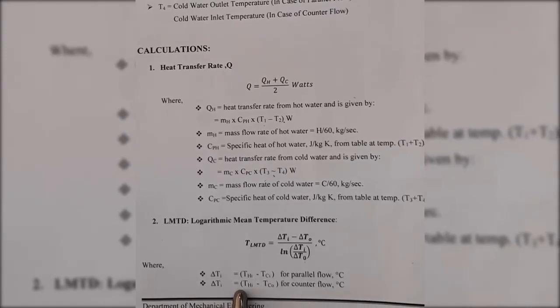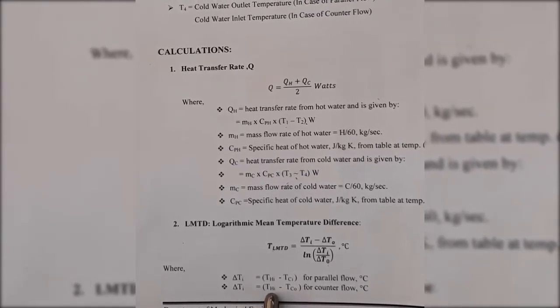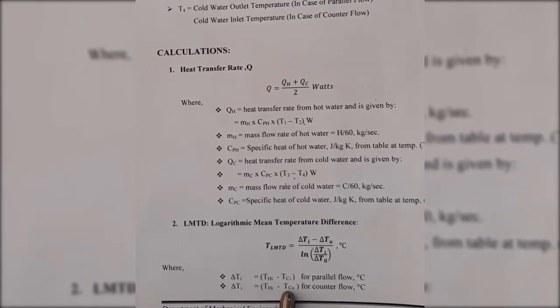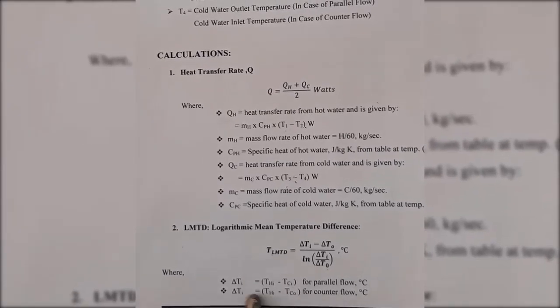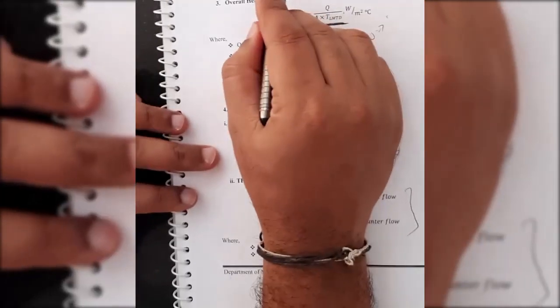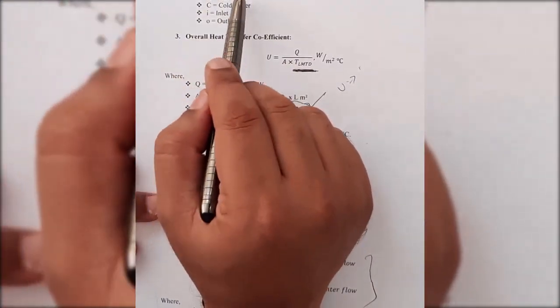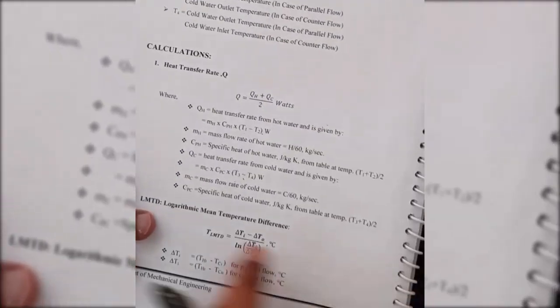So what is this? THI means hot water inlet temperature. TCO means cold water outlet temperature. So this is a description. Similarly, apply it to this formula. Delta T naught also has a formula now, and all the suffixes are indicated over here. You can apply them and calculate the temperature.